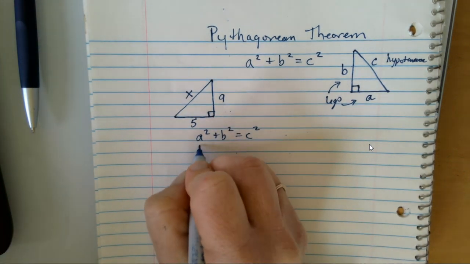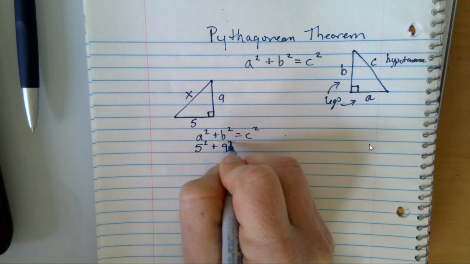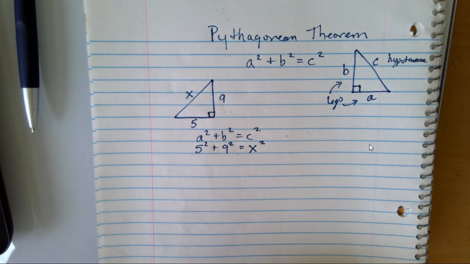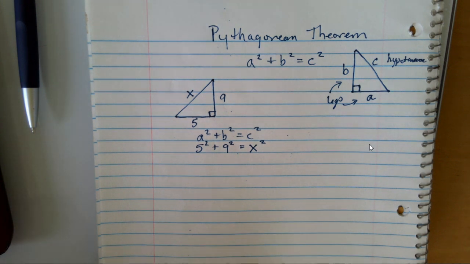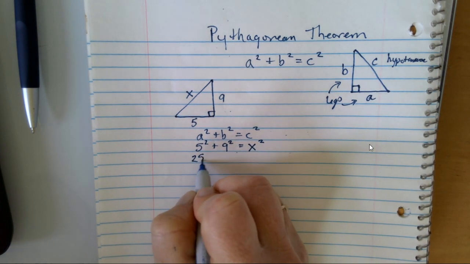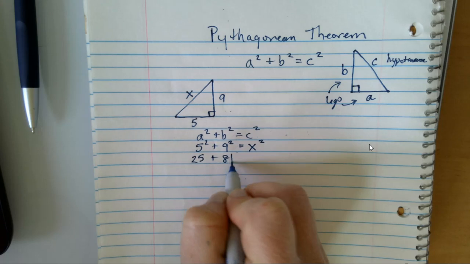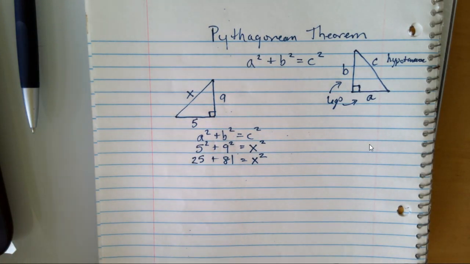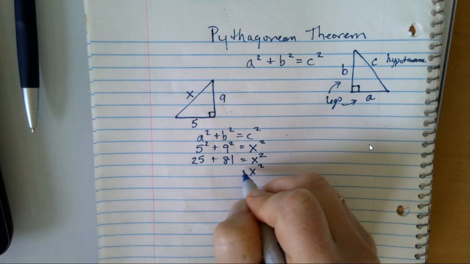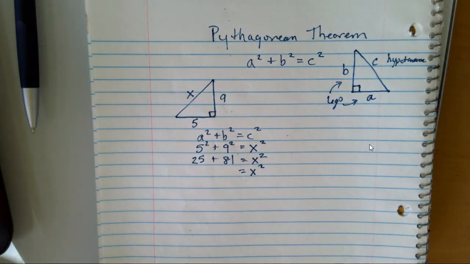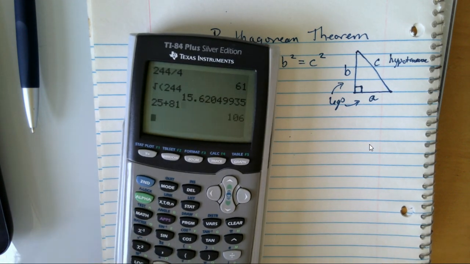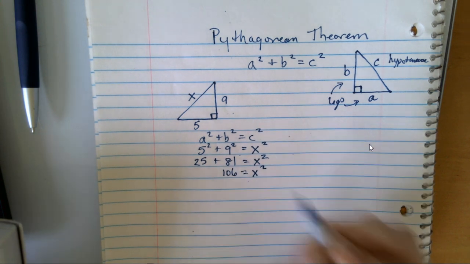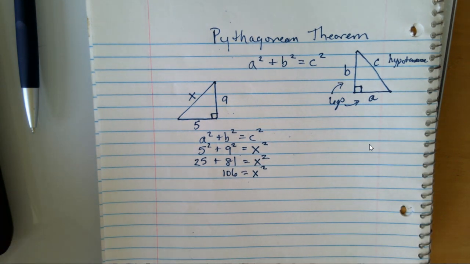So we're going to go 5 squared plus 9 squared equals x squared, because I've put x in C's spot. So 5 squared is 25, and 9 squared is 81, equals x squared. Now we have x squared equals, I'm putting it in a calculator. Feel free to do that. 25 plus 81 is 106. And now, I don't want to know what x squared is. I want to know what x is.